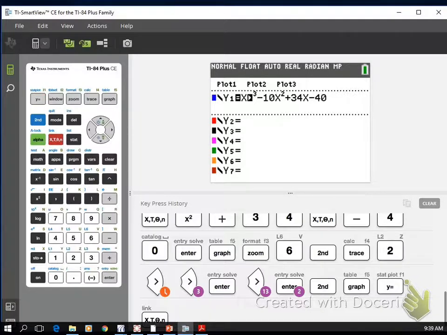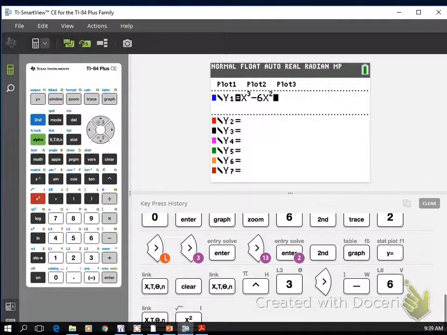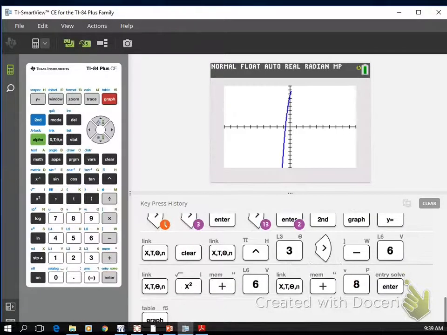So we need x. Oh, wait, clear this out. We hit x, hat button to the third, minus 6x squared. Then we've got plus 6x, and then plus 8. Hit enter. Graph this guy, and there it is. And so this graph hits the x-axis in 1, 2, 3 spots. And so we know we're going to be looking for 3 real solutions.